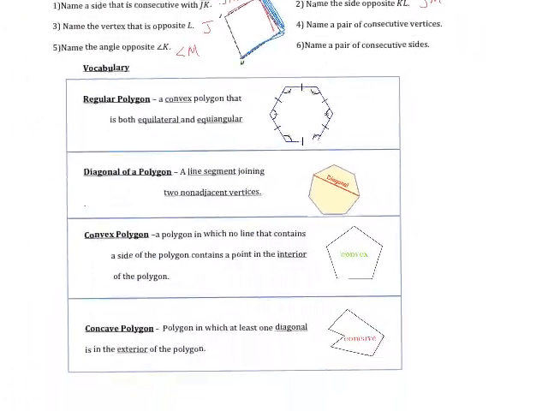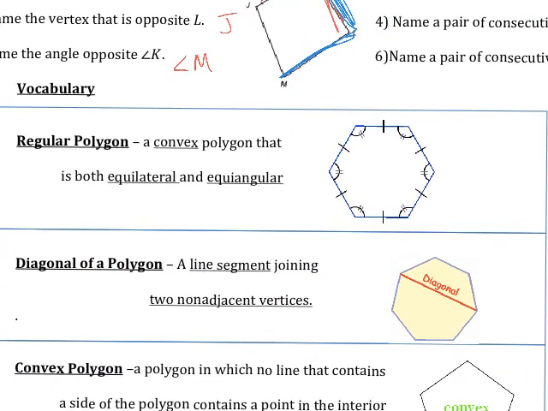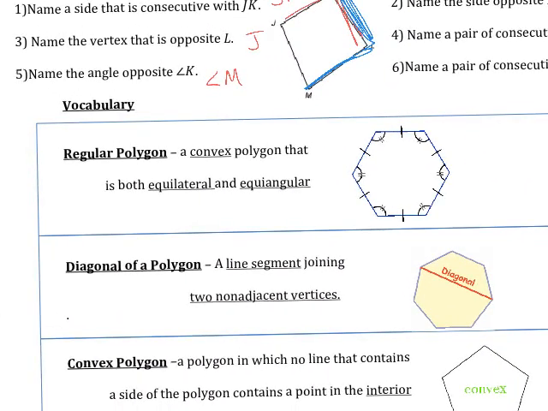All right. Regular polygon. This is really, really important. This word regular is very important. So when you see the word regular in association with a polygon, you know that it means two things. It is both equilateral and equiangular. Quick 30-second conversation in your groups. What do those two words mean? Ready, set, go.